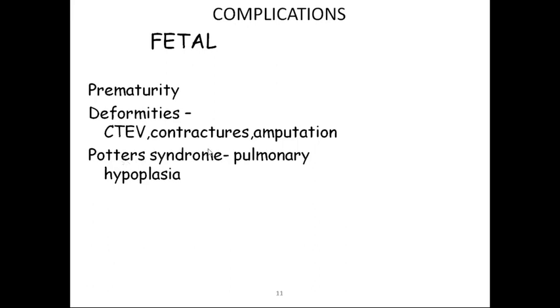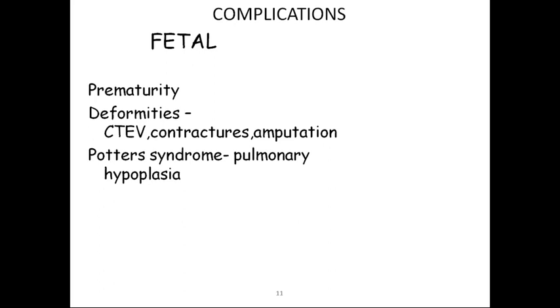Potter syndrome is described for renal agenesis. Why is it described for renal agenesis? Because renal agenesis causes a severe oligohydramnios, and it starts very early, from 16 weeks. So it will affect the development of the lung, the musculoskeletal system, and also the face of the baby.